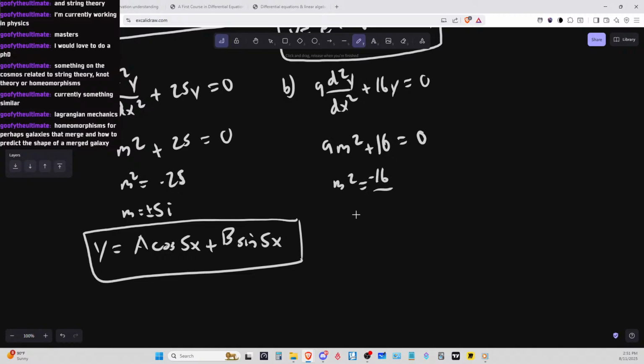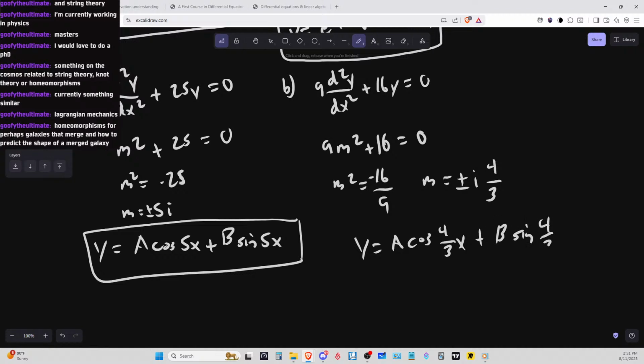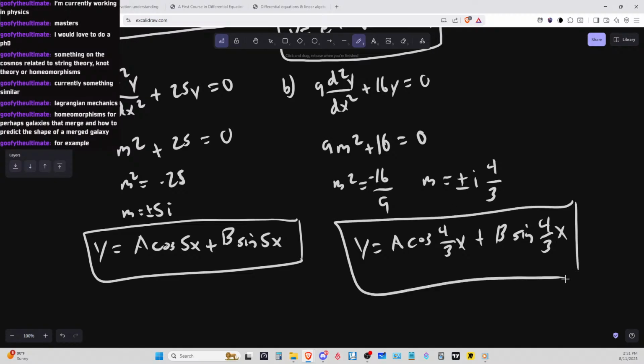Minus 16 or 9, and then that leaves plus or minus i 4 over 3, and then we're left with a plus cosine x, and then b sine 4 over 3x. Okay. I think that is about it for these problems.